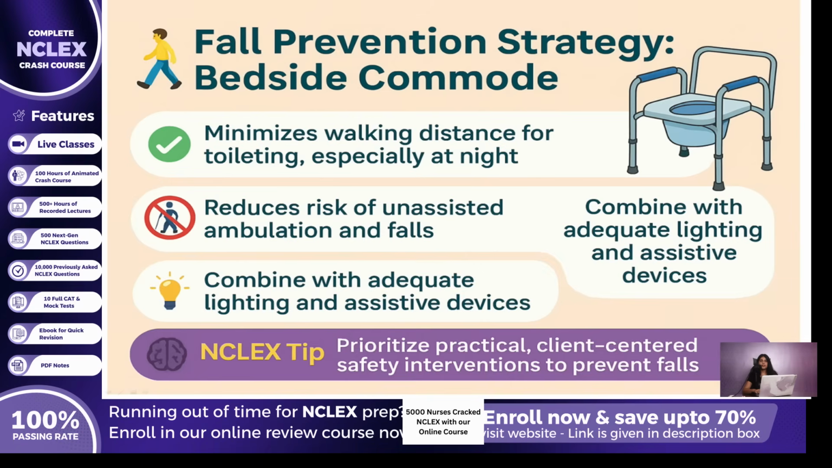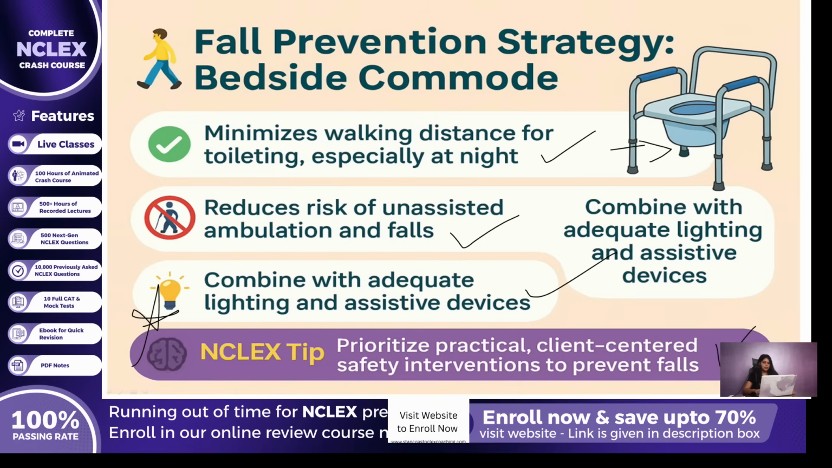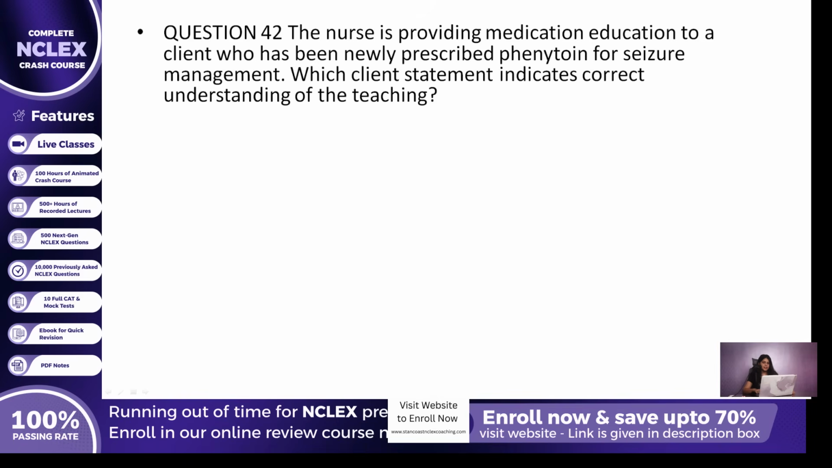This intervention directly reduces the distance clients need to walk for toileting, especially during nighttime or when urgent needs arise. It helps prevent unassisted ambulation, a common contributor to falls in hospitalized or immobile older adults. In summary, reducing fall risk involves practical, client-centered strategies like bedside commodes, proper lighting, and maintaining assistive devices. Question 42. Let us move into a key area of seizure management education.